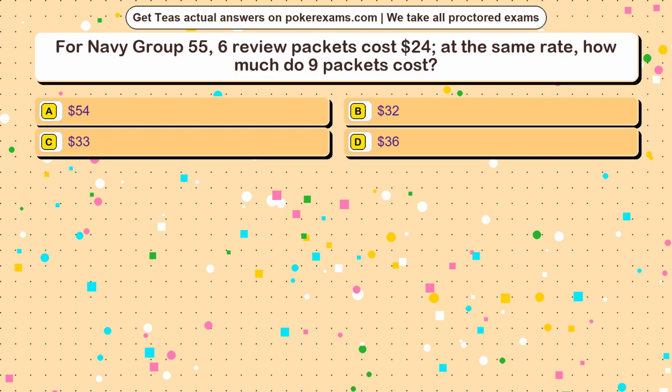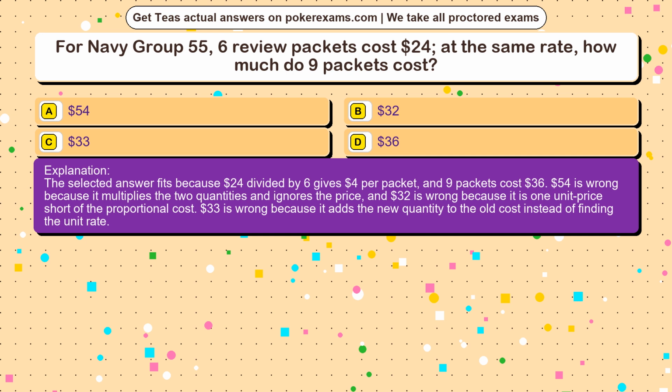The correct answer is option. The selected answer fits because $24 divided by 6 gives $4 per packet, and 9 packets cost $36. $54 is wrong because it multiplies the two quantities and ignores the price, and $32 is wrong because it is 1 unit price short of the proportional cost. $33 is wrong because it adds the new quantity to the old cost instead of finding the unit rate.